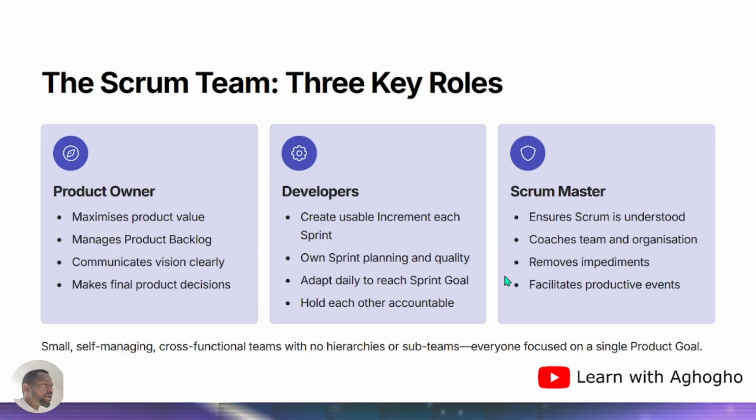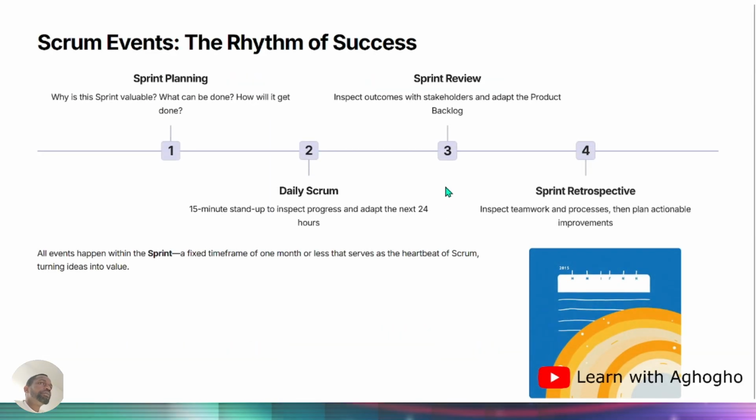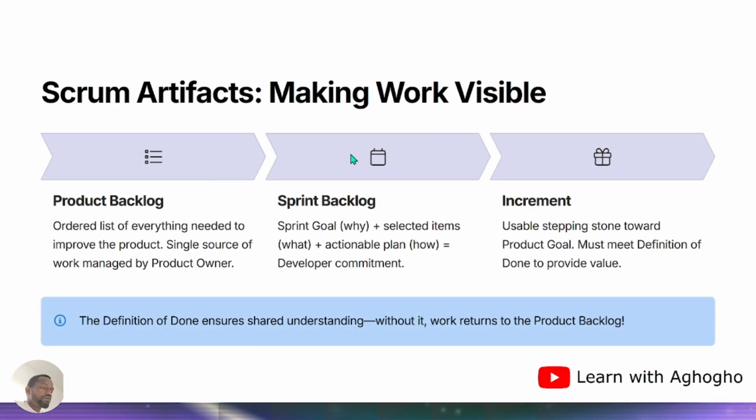Okay, let's go to the next one. Here, we'll be talking about Scrum events, the rhythm of success. It has to do with the sprint plan. Why is the sprint valuable? What can be done and how will it be achieved? Those are some of the questions that will be considered in that section.